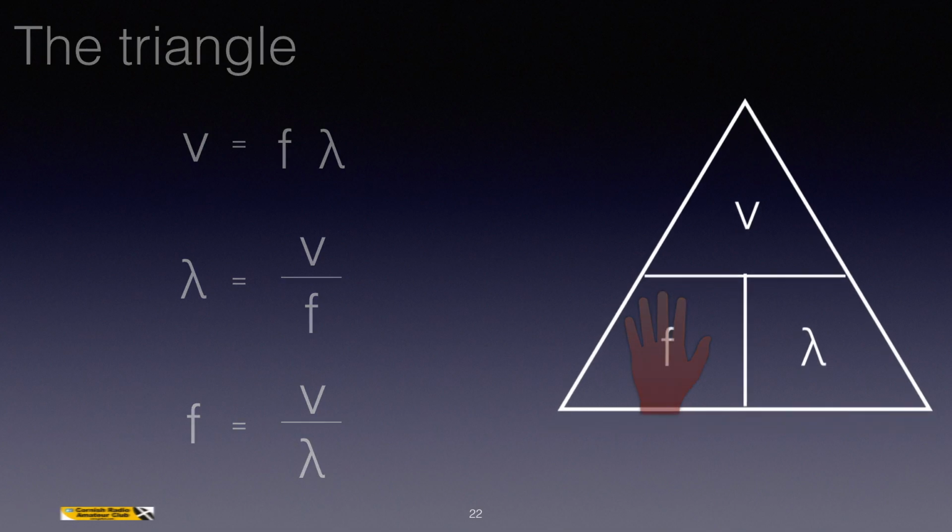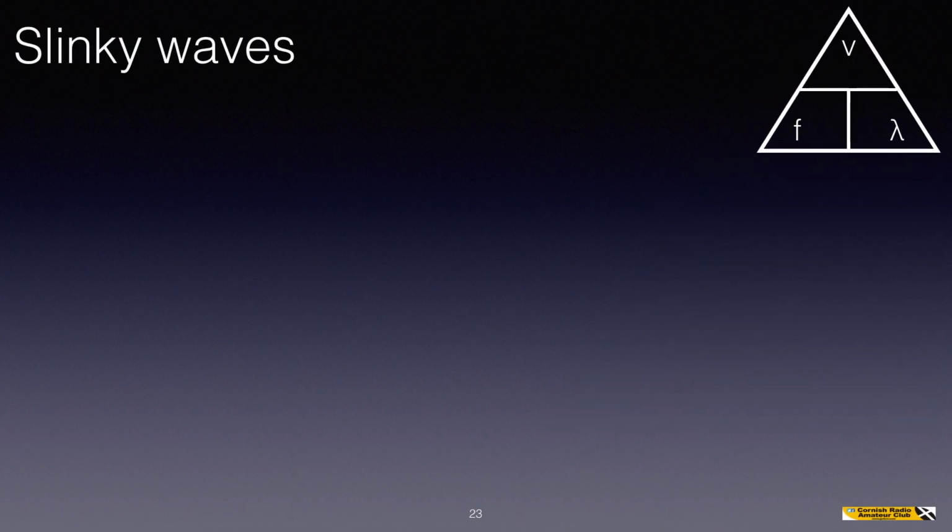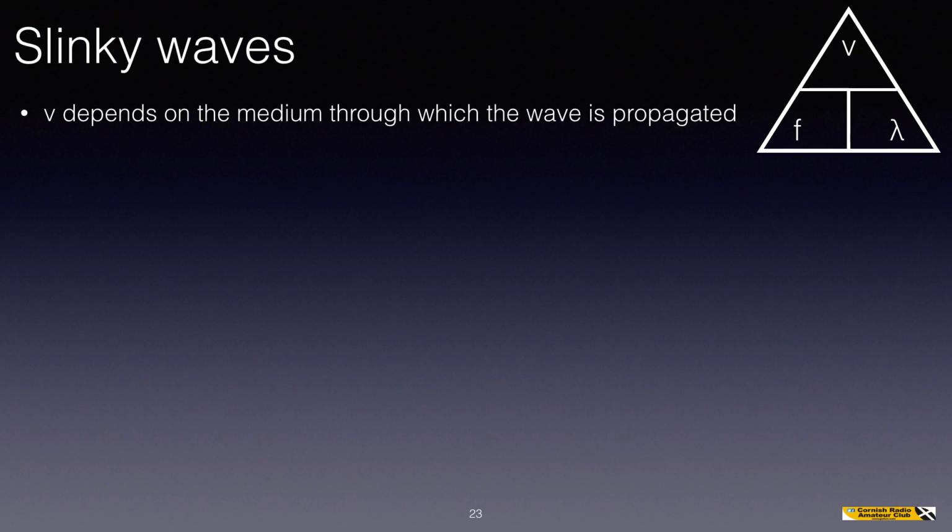Now, going back to discussing Slinky waves, they are transverse waves, and the velocity depends on the medium through which the wave is propagated. So I think the velocity for a Slinky wave on tiles is about 3 meters per second.